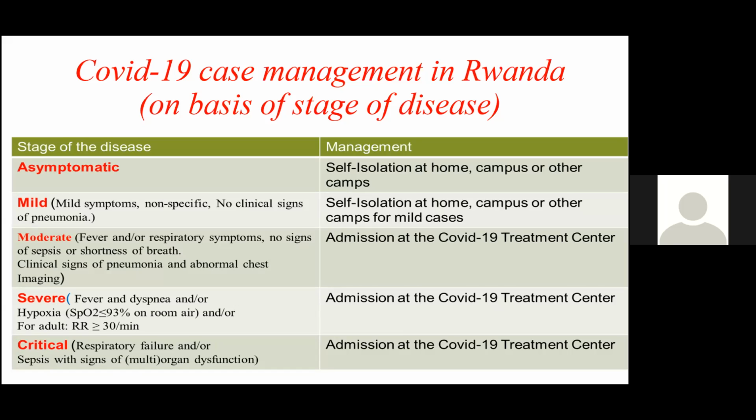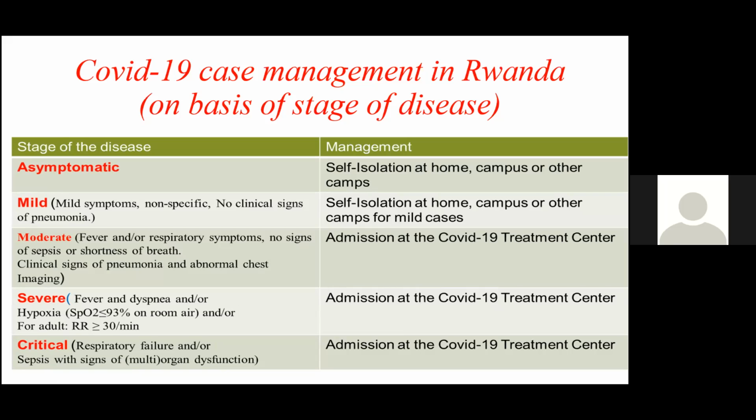Okay, as I was saying, the COVID case management in Rwanda: when the patient comes, after triaging that he has respiratory symptoms or signs and symptoms of COVID, the test is done. If it's confirmed and the patient is asymptomatic, they do self-isolation at home or in campus or other camps. People with mild infection or mild symptoms are also given medication and self-isolated at home.